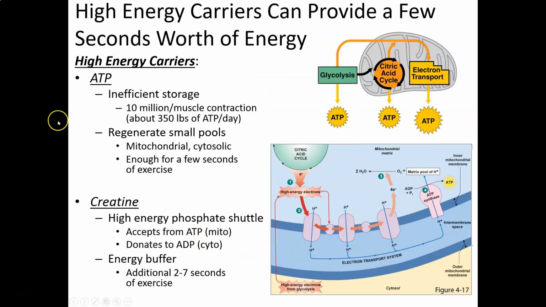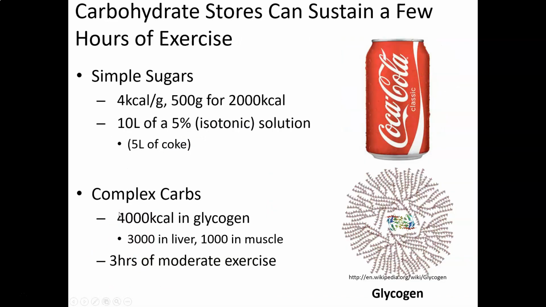So this is the summary of what I talked about. So ATP, inefficient storage, right? Just for one muscle contraction, you use 10 million ATP molecules, right? So again, you got about 350 pounds per day. So we regenerate our pools. Then we talk about creatine phosphate and the phosphocreatine shuttle, right? So we go from a couple seconds to a couple more seconds. So together, it's maybe 10 or 15 seconds.